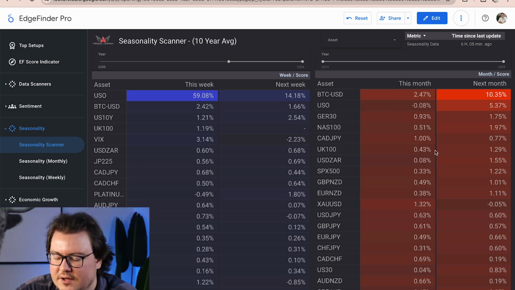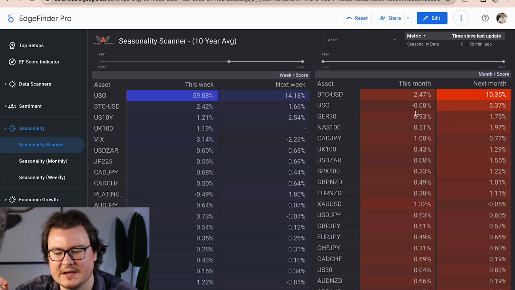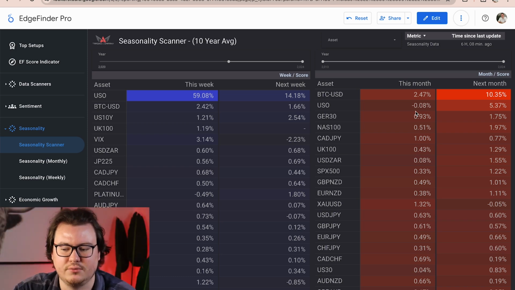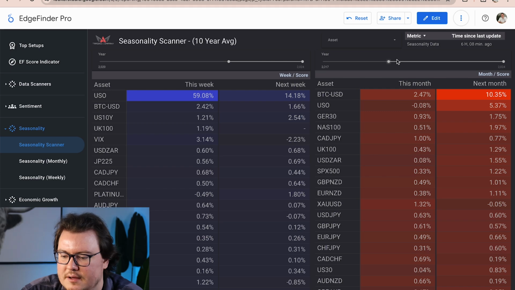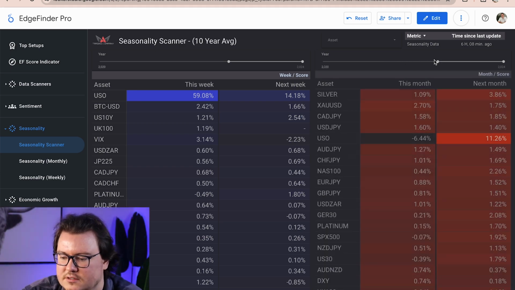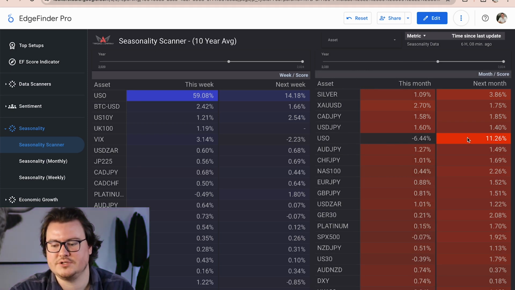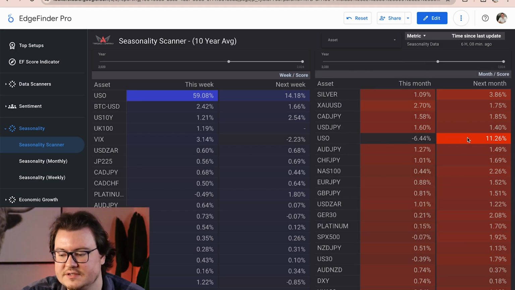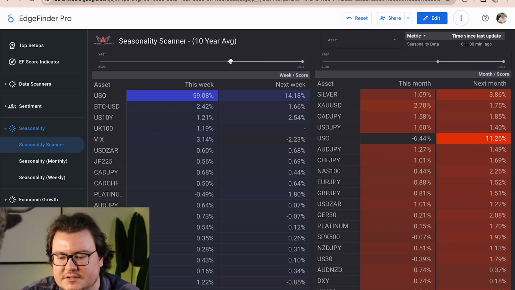We can also see the monthly stuff here. So this month, historically speaking, oil is just about break even. I know it says negative, but it's negative 0.08. That's pretty much break even. Next month, though, historically is a positive month for oil. Let's move that time frame up just a little bit. We'll go 2020 to 2024, and oil is even more bullish, 11.26% next month historically. So some interesting stuff there to see.